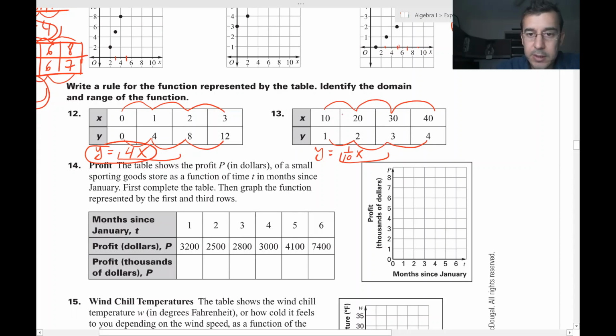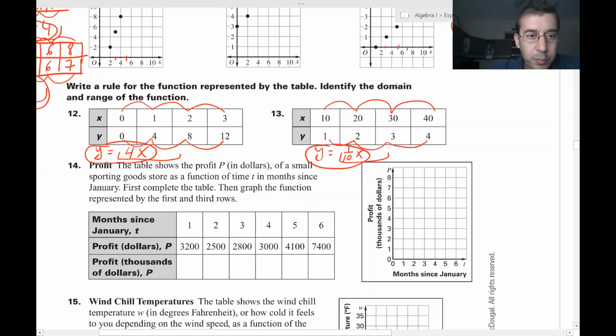Let's see if that works. When x is 10, 10 over 10 is 1. Yes. When x is 20, 20 over 10, 2. Yes. When x is 30, 30 over 10, 3. When x is 40, 40 over 10, 4. So yes, this is the function 1 over 10x.